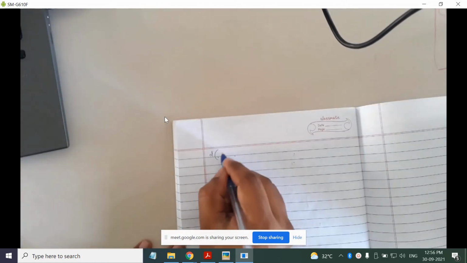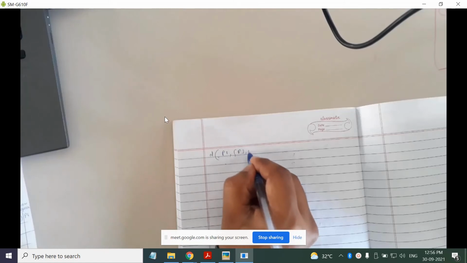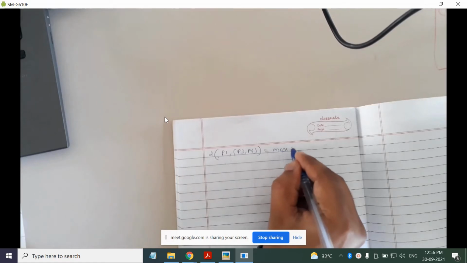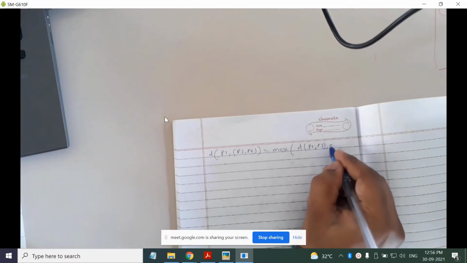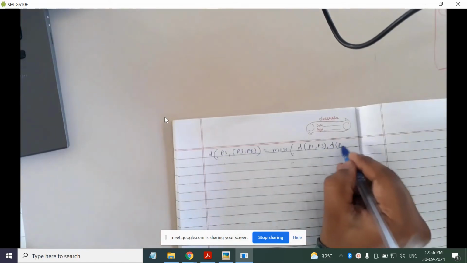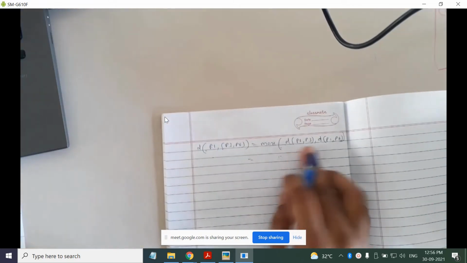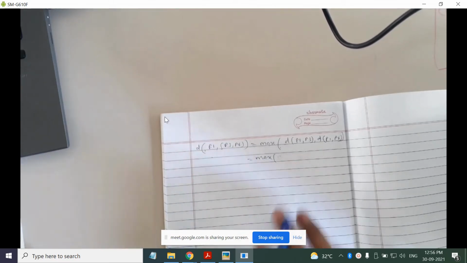So the distance between P1 and P3 P6 will be the max of the distance of every possible pair: the distance between P1 and P3, and the distance between P1 and P6. This distance is the max.